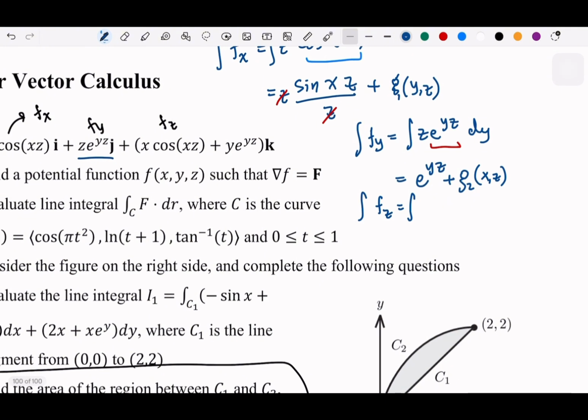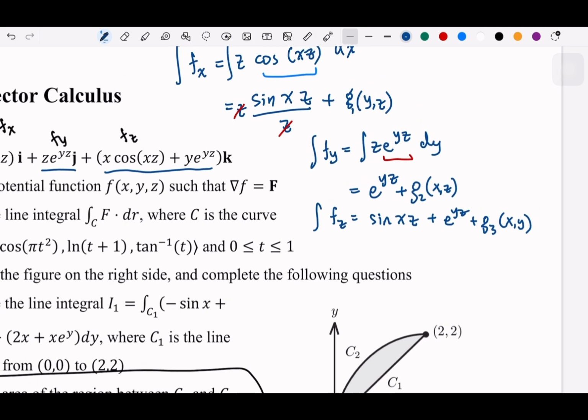And then similarly, we can integrate the partial z. I will write the result directly. So this is partial z. We integrate with respect to z. So we will have sine xz, and then we can cancel the x because of the chain rule for xz, and also cancel y. So we have e^(yz), and this will be g3 of xy.